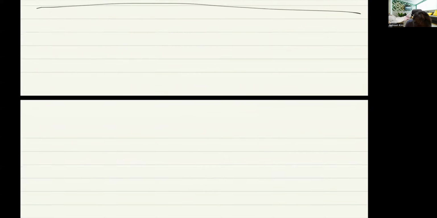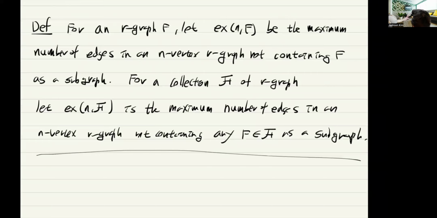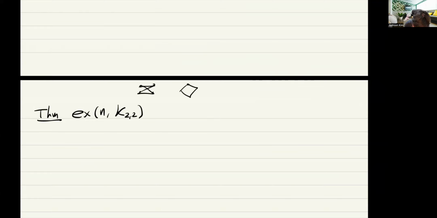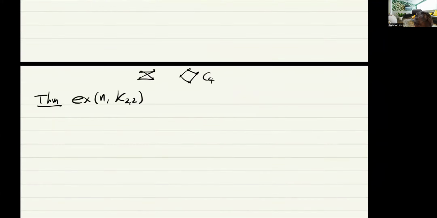Okay. So this extends the definition of extremal number to hypergraphs. And let's consider a very easy case about K_{2,2}. So this is the graph K_{2,2}, which is the same as C4, the cycle of length 4.